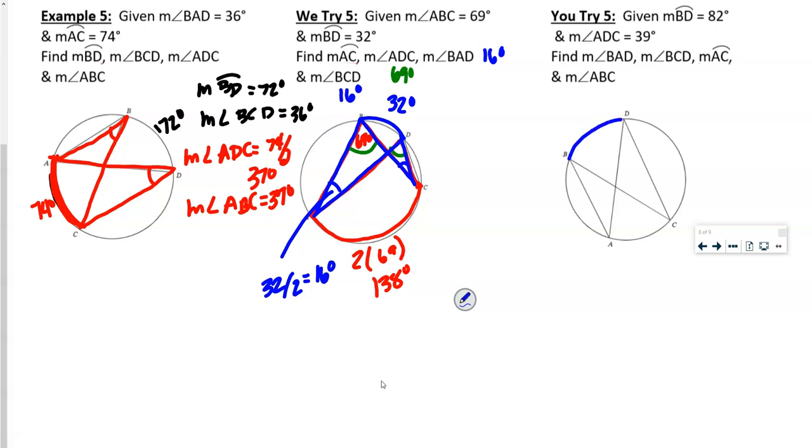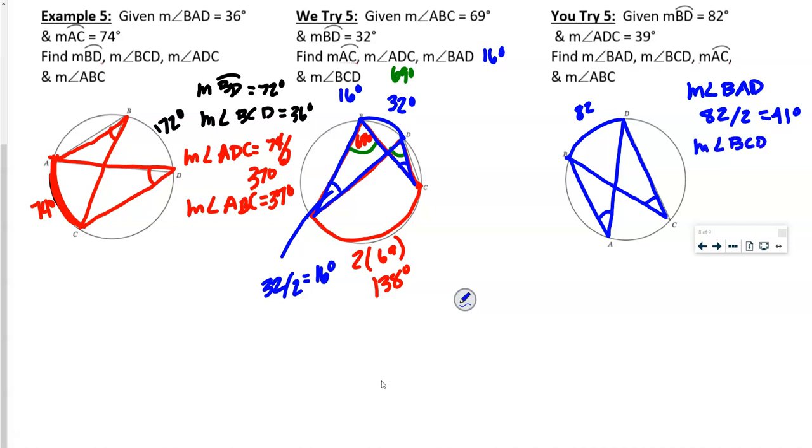Here's our BD. It's 82. So to find its angles, we got one right there, right? That's our BAD. And what are we going to do for BAD? The measure of angle BAD is going to be 82 divided by 2. That's 41 degrees, right? Notice we have another one over here, right? That one right there. That angle and that angle are congruent, so that's also BCD, right? The measure of angle BCD is also 41 degrees, yes?